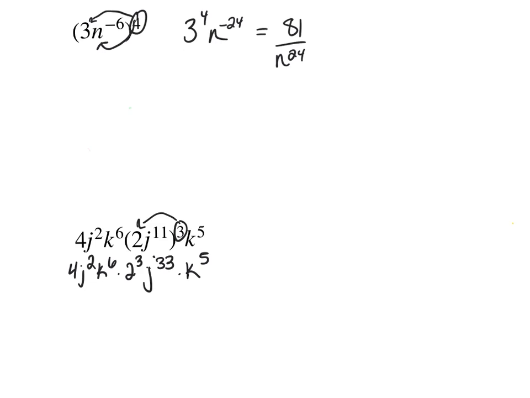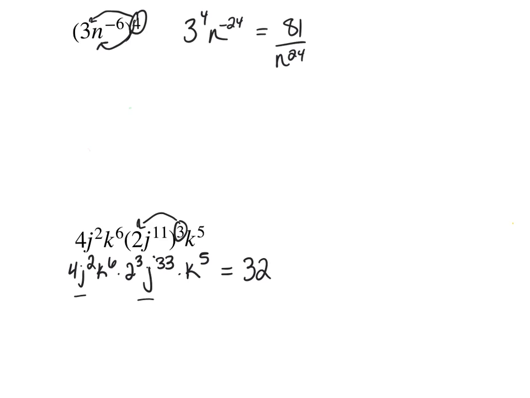So now I still want to keep going because I want one number and one base. So what should I take care of first? The 2 cubed and the 4, right? So 4 times 2 cubed, I would just use a calculator. You'll get 32. What's my first base that I should look at?